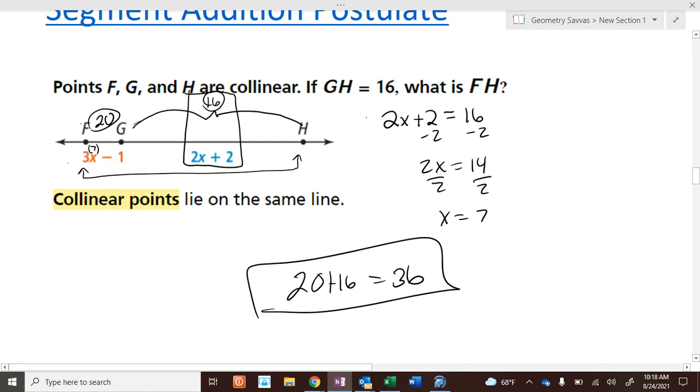All right. These points are collinear, which means they are on the same line, which means we can use a segment addition postulate. So on your vocab sheet is collinear points on there? Okay. So collinear points mean they're on the same line because if we look at it, the base word of collinear is line. They are on the same line. Collinear points are on the same line.